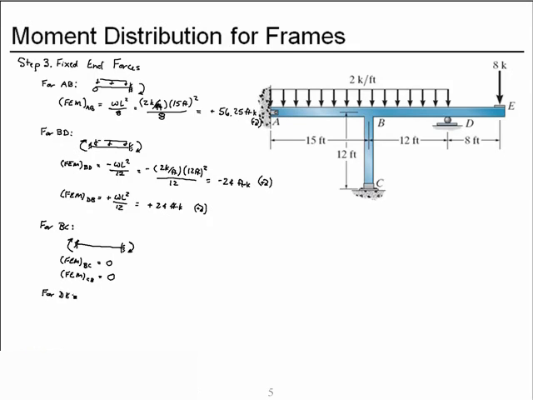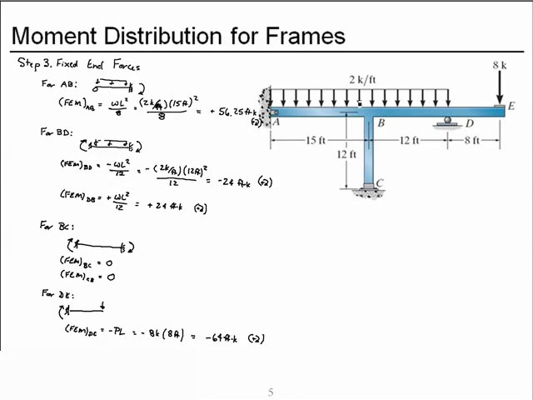Now for member DE. In this case, it's cantilevered out with a concentrated force at the end. So our fixed end moment, DE, is the cantilever moment minus PL. So that equals minus the 8 kips times the 8 feet, and that gives us a minus 64 foot kips. It is not clockwise.